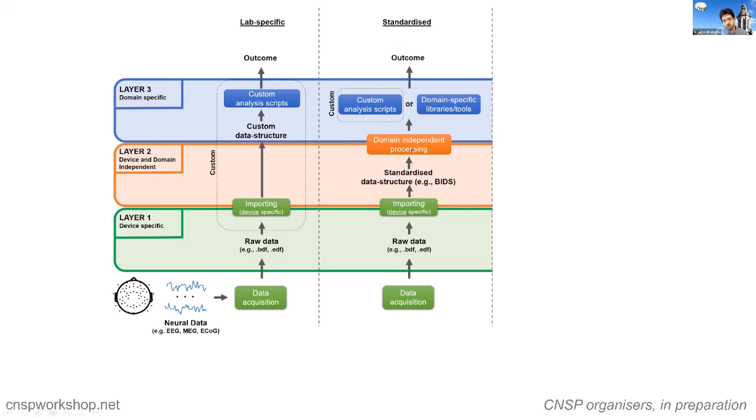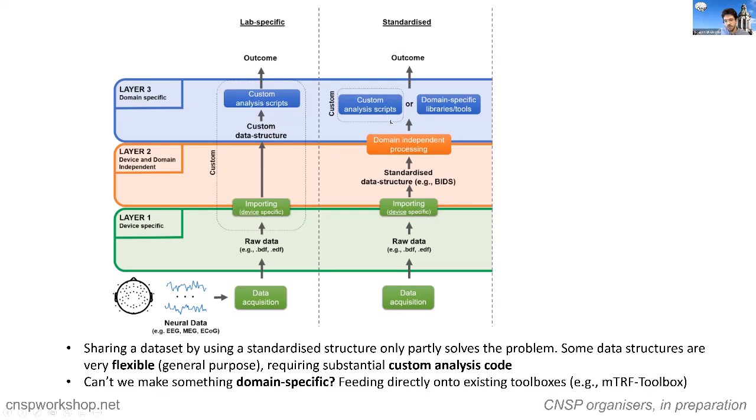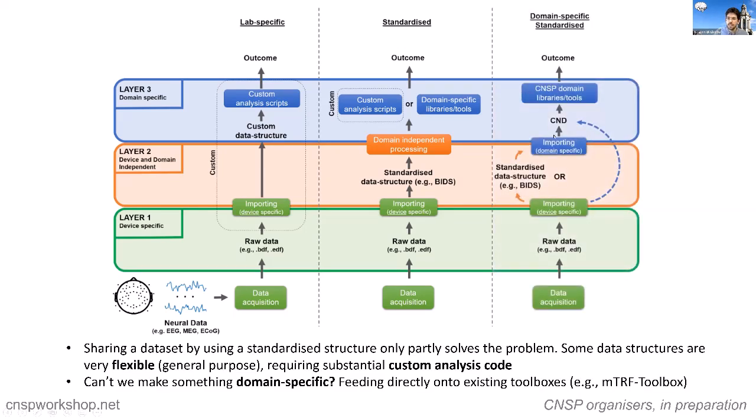Because these data structures are great, but they require some specific domain-specific pipeline afterwards. And so that's what we're trying to propose here, right? Can we make this domain-specific by either taking BIDS and importing it to whatever we need for our analysis, or in some cases jumping directly to whatever we need straight away without going through BIDS.